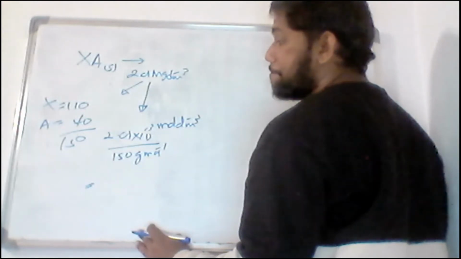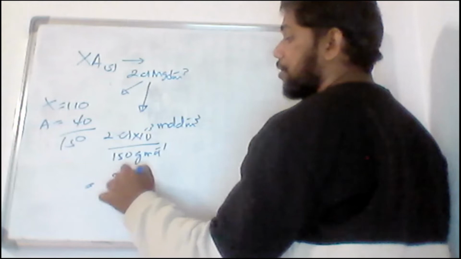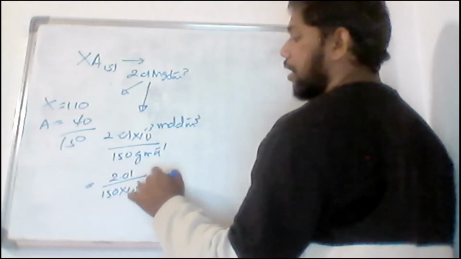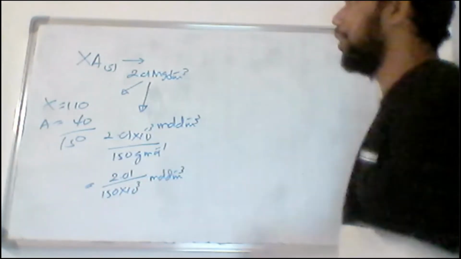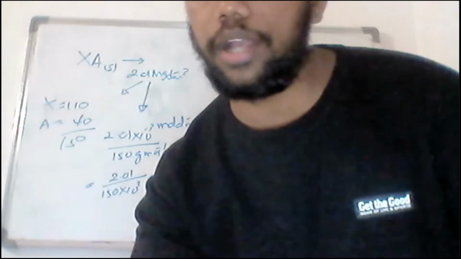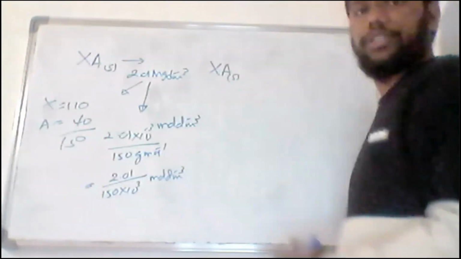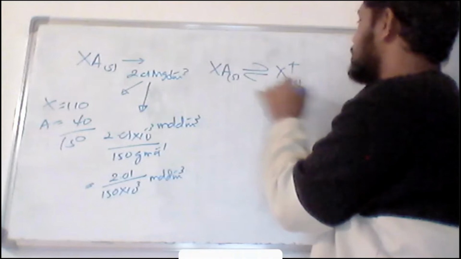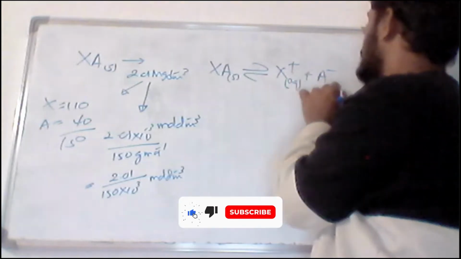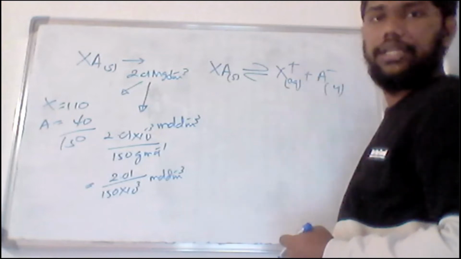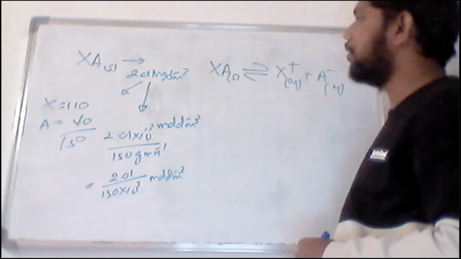So you will have this molar solubility as 2.01 over 150, times 10 to the power minus 3, mol dm minus 3. Then we need to consider the equilibrium. So XA solid will give X plus aqueous plus A minus aqueous. So this is how the solubility happens for this salt.